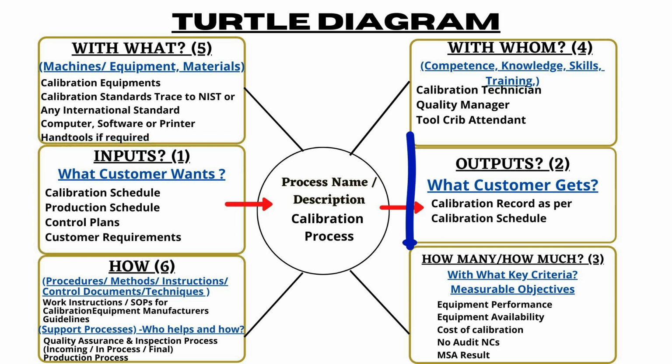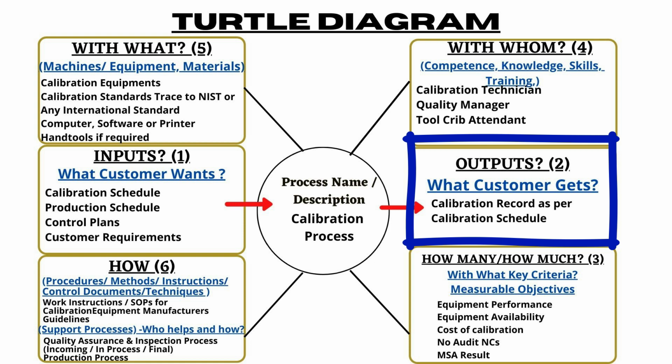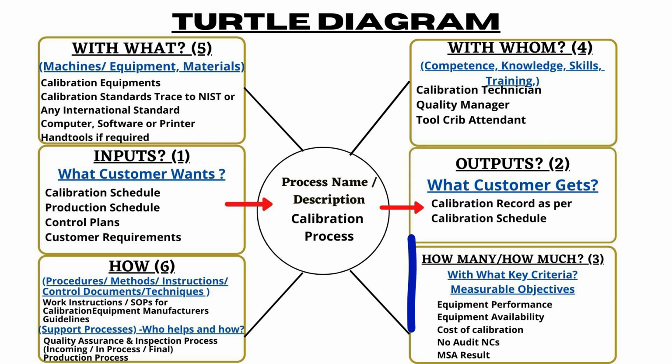As an output of the calibration process, I expect a calibration record as per the calibration schedule, which is our element number 2 in terms of output. If the calibration process works well, I should be able to measure its performance. To evaluate the performance of the calibration process, I should move to the third element of the turtle diagram, which is how many or how much.